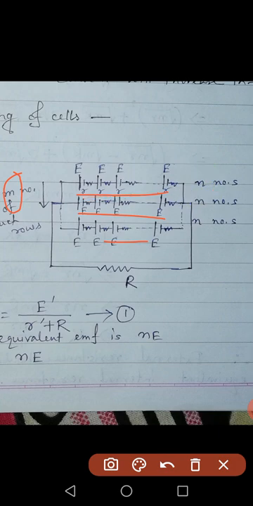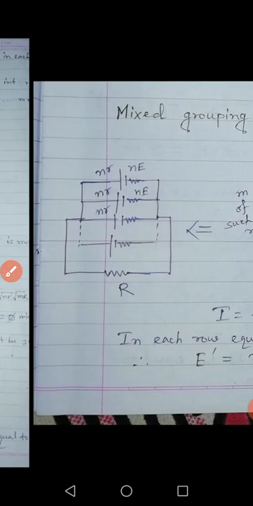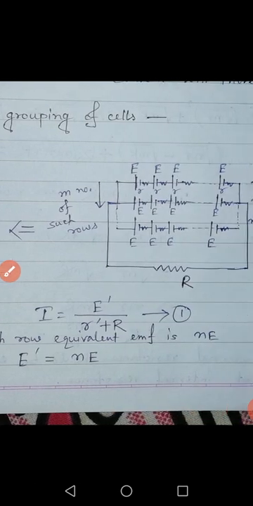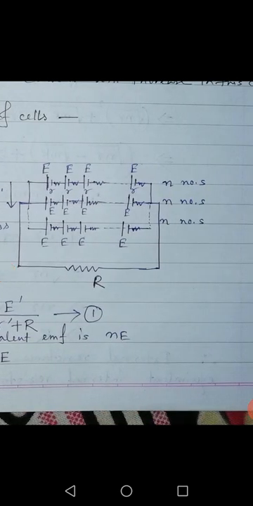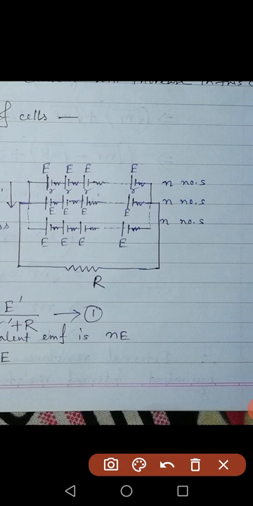Now we can modify this circuit in this way. Let us see how. Suppose each cell has an EMF of E, and all are in series in each row. If they are in series, if you remember, for series we just add up the EMF. So if you add E plus E plus E plus E, how many E will be there? N E's will be there. So the total EMF of this row will be NE.